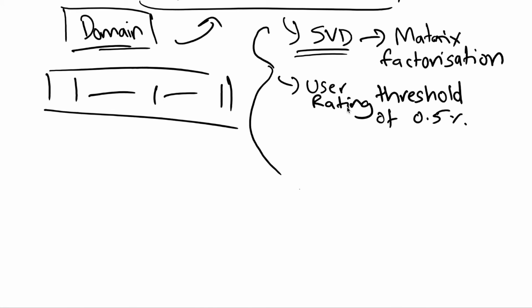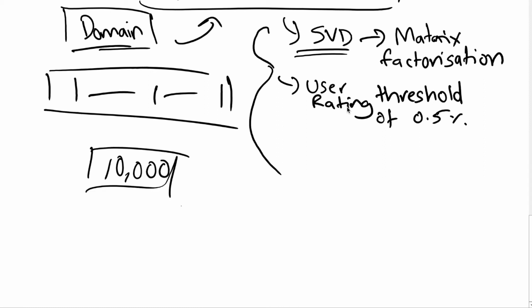Okay, now let's say there are 10,000 movies in the data set. It's just a very hypothetical number. Let's say there are 10,000 movies in the data set, and you have a user rating threshold of, let's say, 0.5%. So what this really means is that in order to consider a sample for modeling, 0.5% of 10,000 should be the number of movies that a user should be rating.